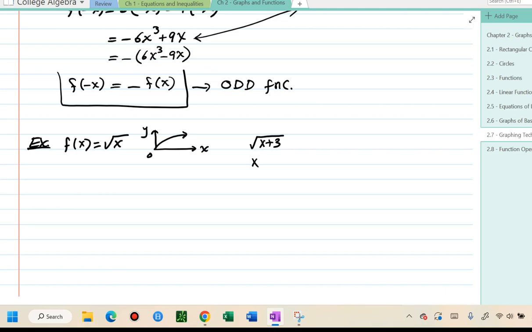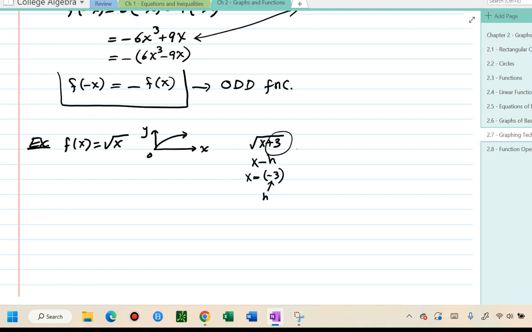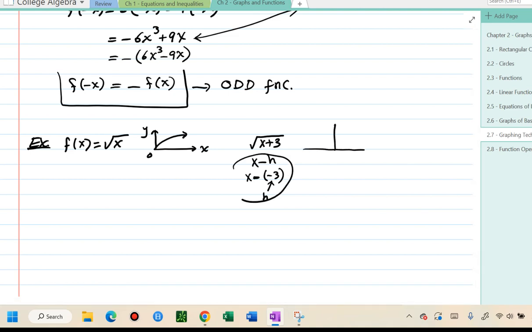Well, remember x minus h. x plus 3 is x minus negative 3, so h is negative. So we're going to move to the left. The way students work this is, whatever this number is, if it's positive, your h is the opposite of that. So h is negative, and if h is negative, I move to the left. So you don't have to go through this process.